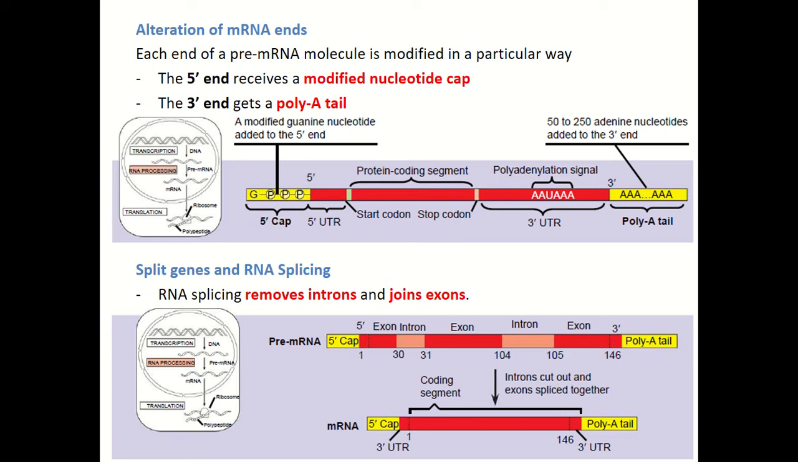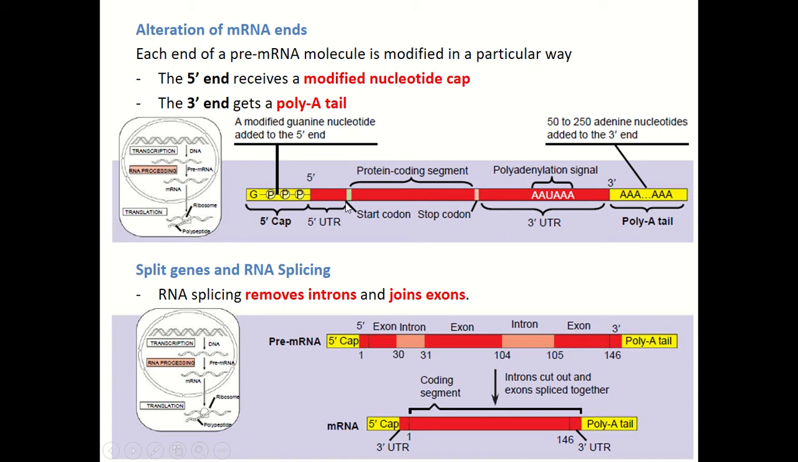So what did they modify inside the mRNA? Each end of this pre-mRNA molecule is modified in a particular way. At the 5' end, the mRNA will receive a modified nucleotide of guanine bases. Meanwhile, at the 3' end, they will get a poly-A tail, meaning they contain 50 to 250 adenine nucleotides, only adenine nucleotides, added to the 3' end.